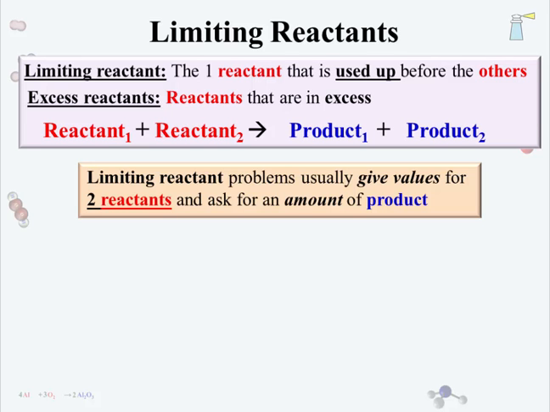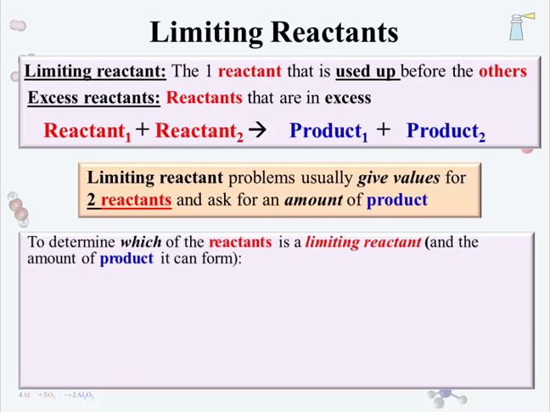Unfortunately, the only way to determine which is the limiting reagent is to compare how much product each reactant would produce, given its starting amount. Actually, there are other ways of doing this, but we're going to focus on this one method.